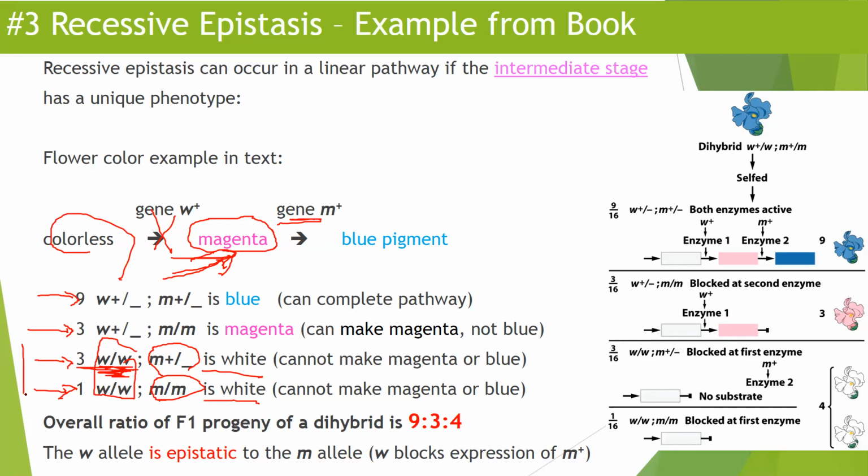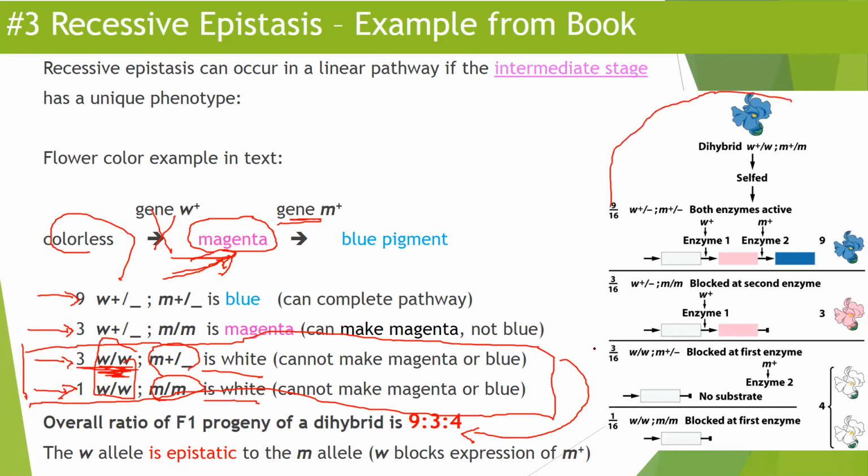Which means we can group these two categories together, and this will get us the 9:3:4 ratio. And this is the pathway for this example. All right, I'm going to stop here because we do not have time to finish all, but we're going to continue this next time.